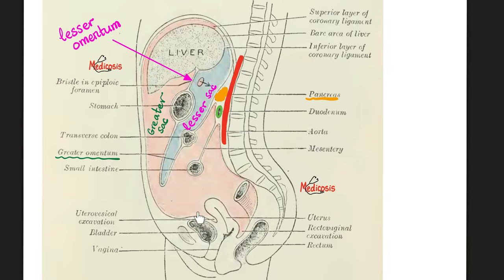The 2 ureters are going to end up in the bladder. This is the urinary bladder with the urethra underneath. This is the female uterus with the vagina underneath. And this is the rectum with the anal canal underneath.